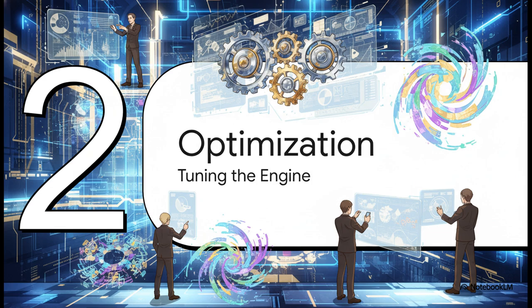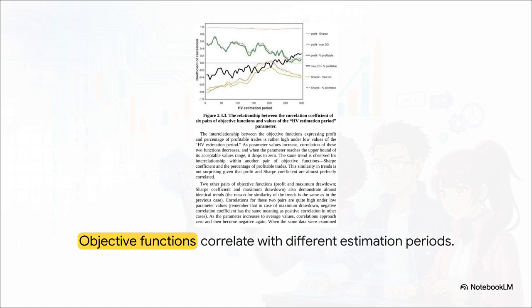This brings us to Chapter 2, Optimization. Now, what's really interesting about this correlation data is how it demonstrates multi-criteria optimization. Instead of just looking for a single variable, like maximum profit, the architects map out how different goals interact with each other. For example, how does your overall profit correlate with your maximum drawdown, which is the largest drop in your account value, over different historical testing periods?